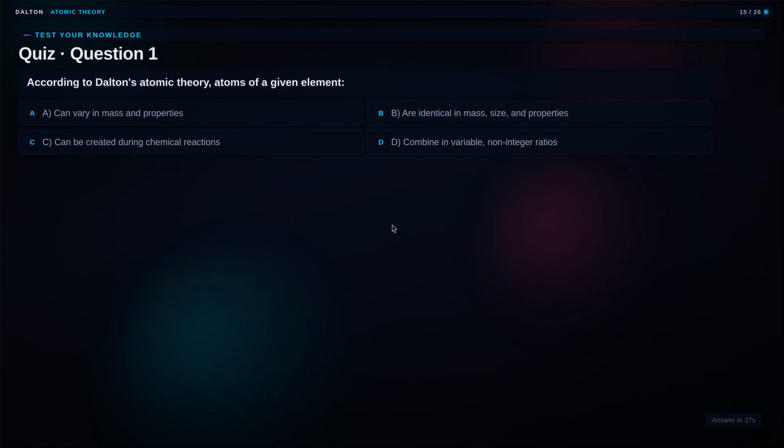All atoms of a given element are identical in mass, size, and properties. This is Dalton's second postulate. It was essential for calculating relative atomic weights, because if atoms of the same element could vary in mass, you could not assign a unique atomic weight to each element.